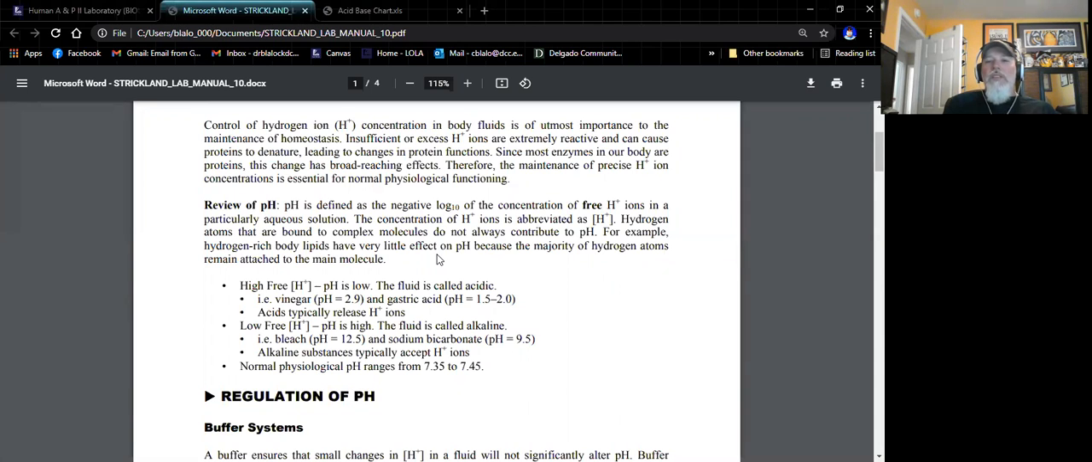So when we talk about a high concentration of hydrogen ions, that's a solution that we would consider to be acidic, and an acidic solution has a low pH, right? This is the part that students trip over. High hydrogen ion concentration means the pH number goes down. Low hydrogen ion concentration means the pH number goes up.